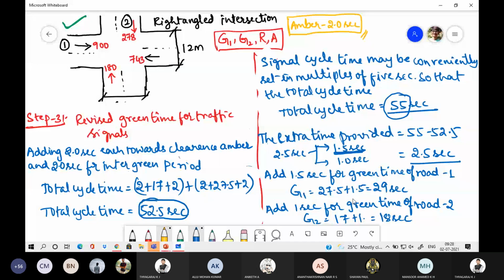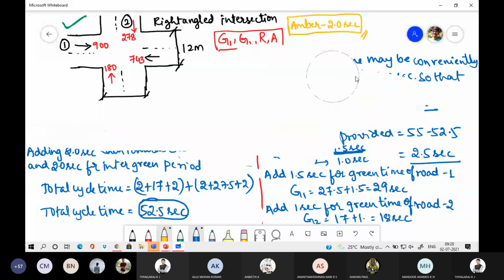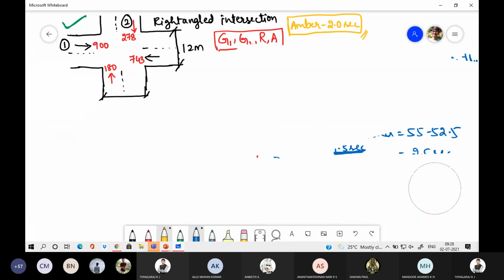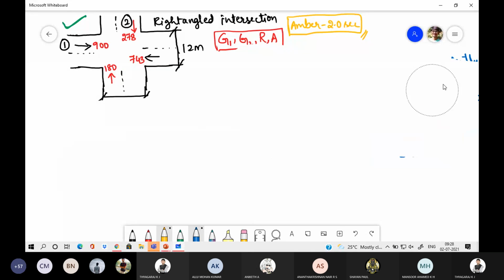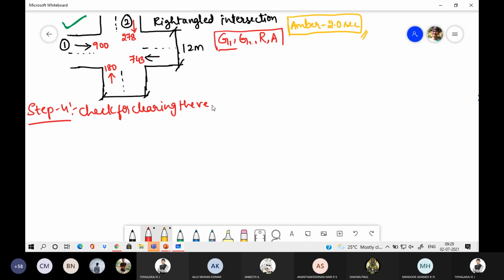Then comes step 4. So take the heading as step 4: Check for clearing of vehicles arrived during the green phase. Okay, I will erase the things.